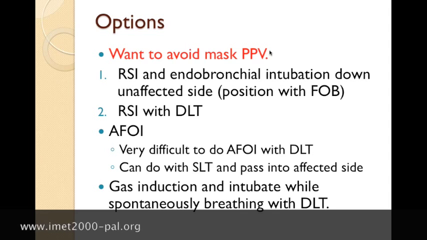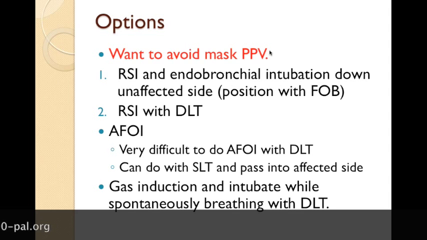The other two options are an awake fiber optic intubation. It's very difficult to do an awake fiber optic intubation with a double lumen tube because you're putting local anaesthetic in, and you're going to intubate the patient with local anaesthetic only, and you've got to railroad the double lumen tube over the bronchoscope, and they're very rigid, stiff tubes, and it can be very hard to do. But you could do it with a single lumen tube, put it into the affected side, and leave it. Or if you're worried about contamination, you could then use a tube exchanger and put in a double lumen tube.